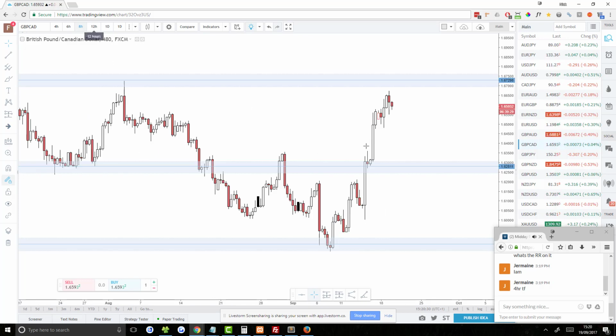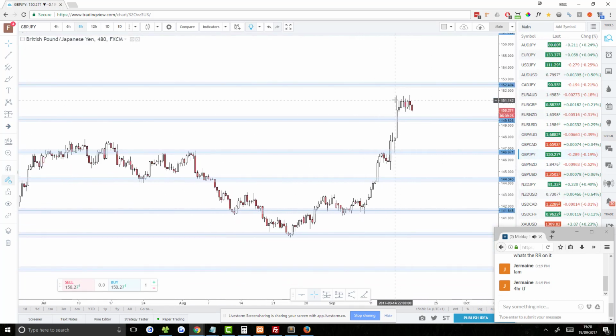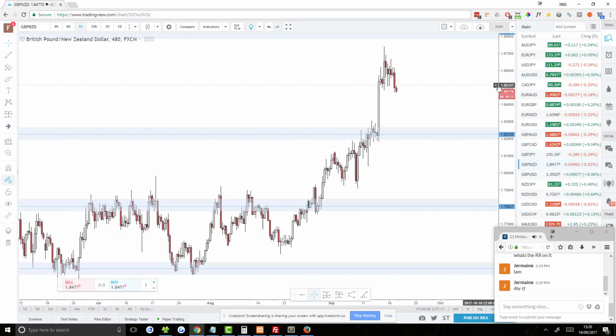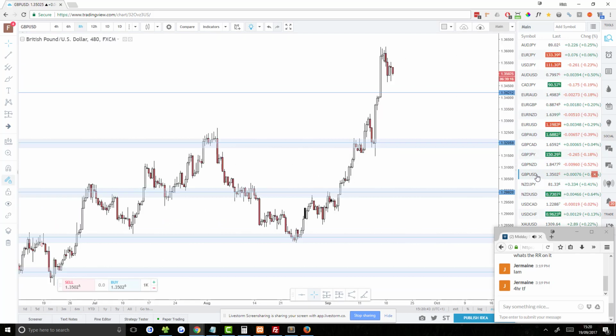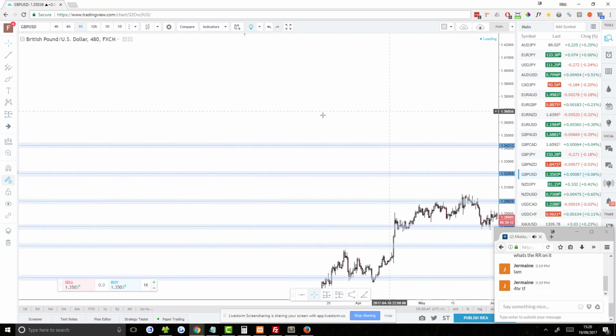Similar situation there. GBPJPY, again, similar situation. It's in between support resistance, so I'm just not interested. GBP New Zealand, similar situation, in between support resistance. GBPUSD, it's above our highest resistance area.